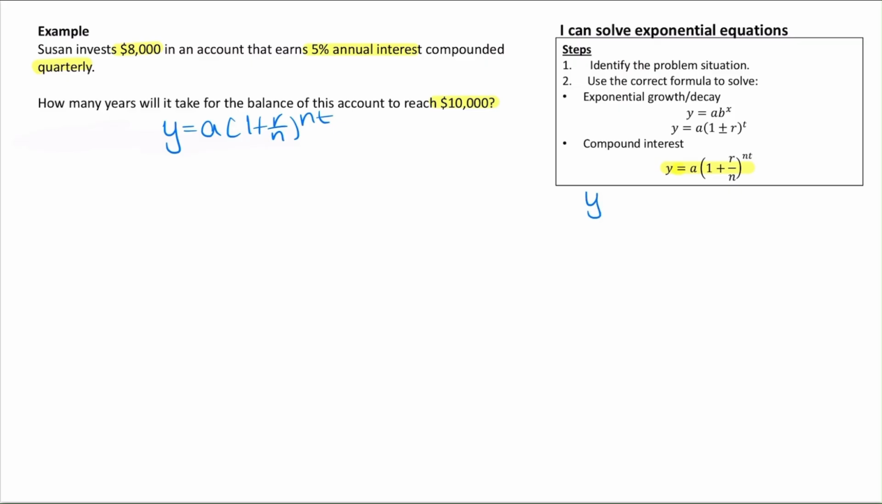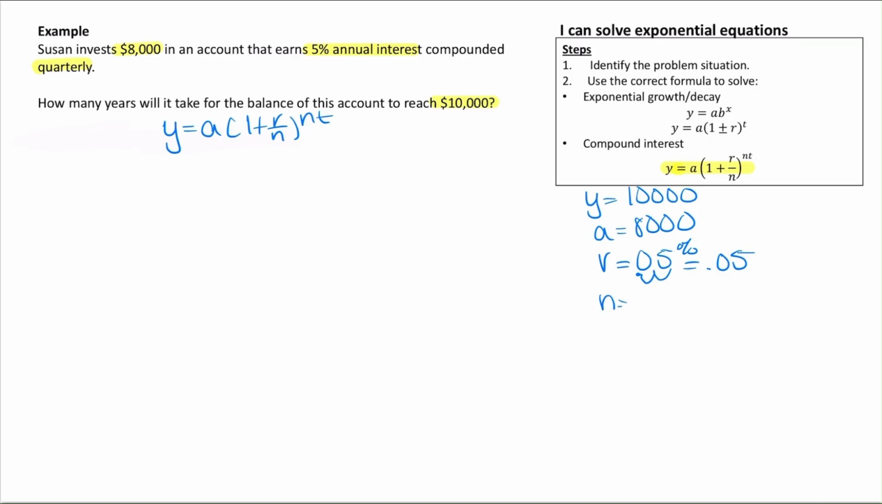So the y is going to be our final value, which is $10,000. A is going to be the starting value, which is $8,000. And then r is going to be the percent rate of change. So here we have 5%, which we're going to convert to a decimal. So that's going to be 0.05.